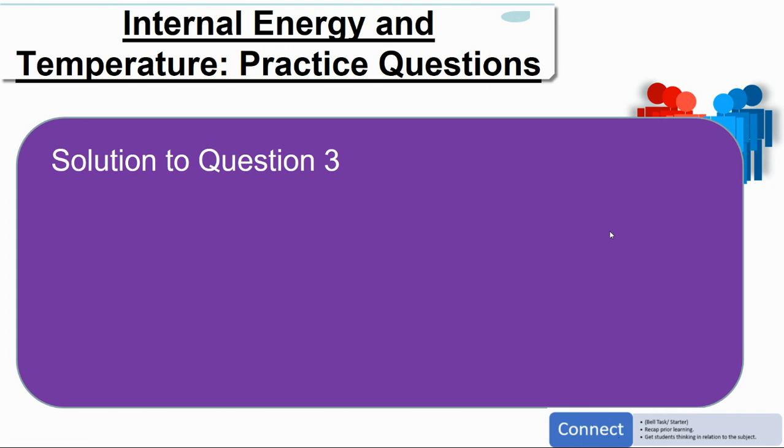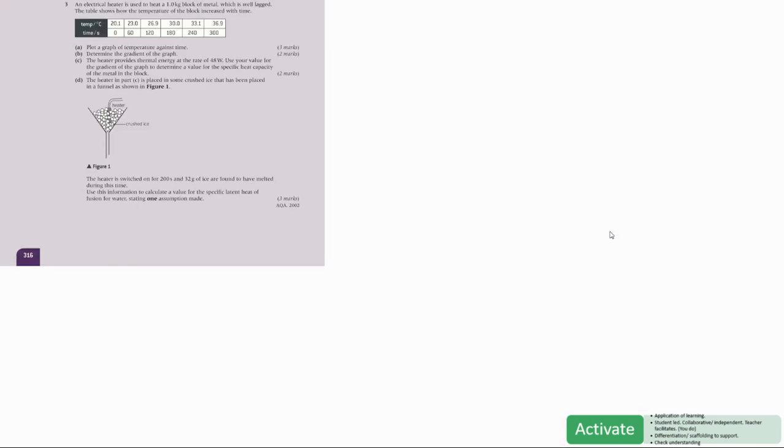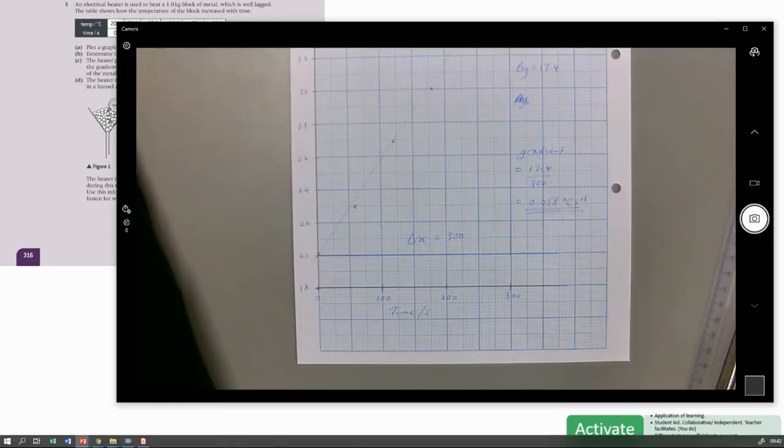I'm not going to do all the solutions, this is the last one. The other solutions are going to provide a mark scheme for you. Let's have a look, here are the questions. So question 3 is actually a graph question, and the first part is the plot of the graph. So by the magic of video, here we go, we have the graph.